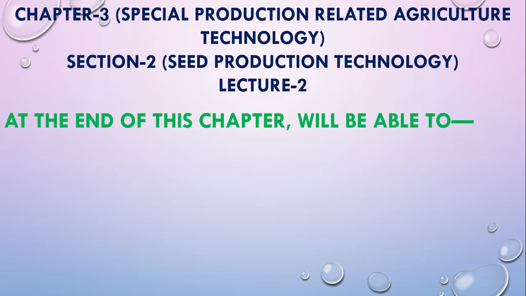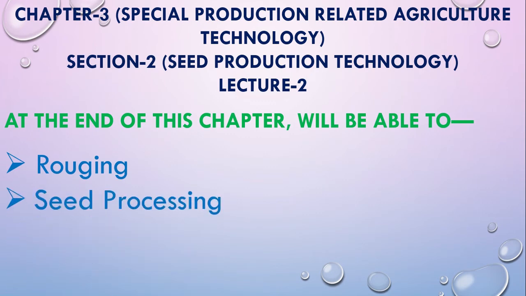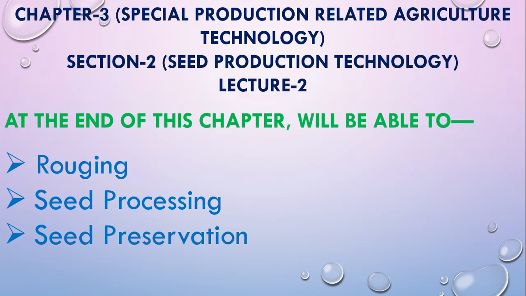Chapter 3, Section 2, Seed Production Technology. And this is the second lecture of this section. Today, from this lecture, we will understand the topics of rouging, then seed processing, then seed preservation. Let's discuss this topic.